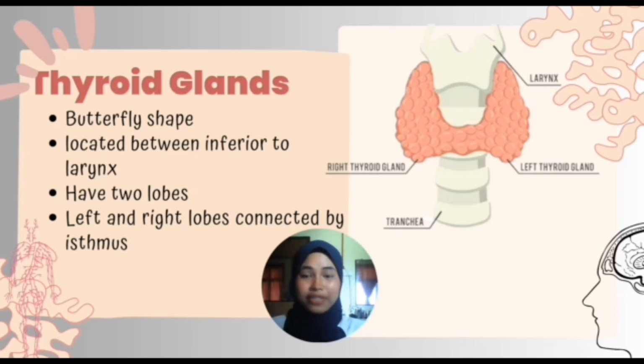The thyroid gland is butterfly shaped. It is located inferior to the larynx. The thyroid gland has two lobes, which are the right lobe and the left lobe. The left and right lobes are connected by the isthmus.